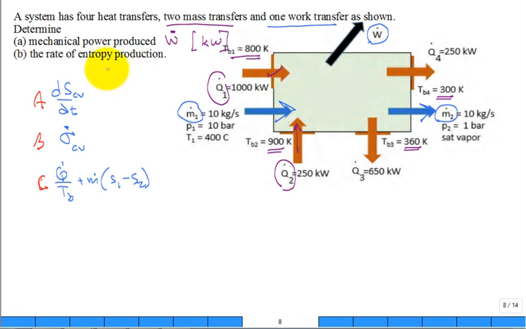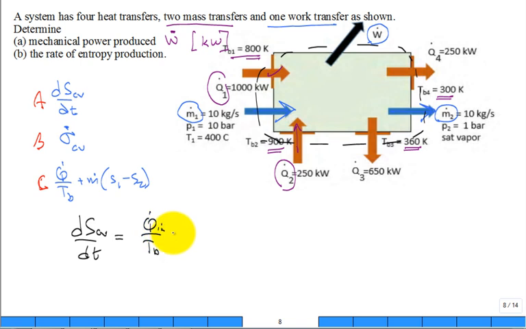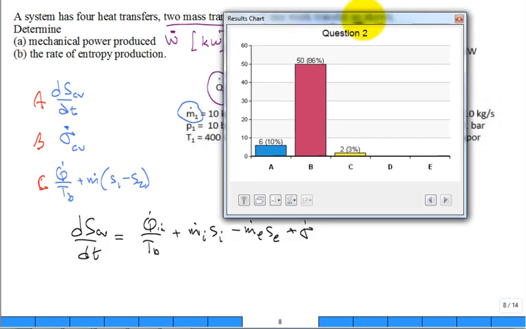So the rate of entropy production, true? That's what they're asking for. And we could write out the second law for a large control volume, and if you just sort of memorize it, it goes: the rate of change of entropy in a control volume with respect to time equals Q dot in divided by the temperature of the boundary coming in, plus the mass flow rate in, entropy in, minus the mass flow rate exit, entropy exit, plus the rate of entropy production. True? So, which is our best answer for that question?